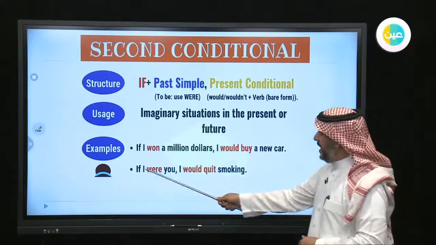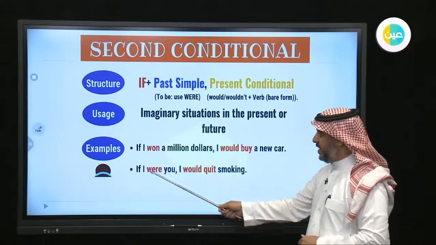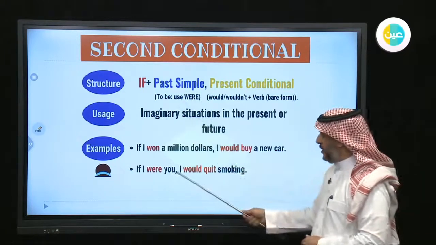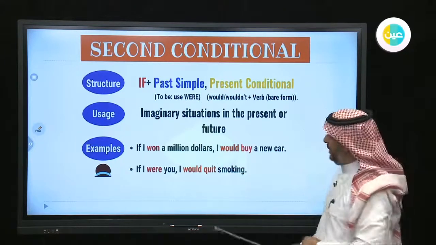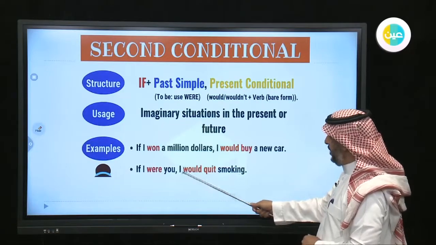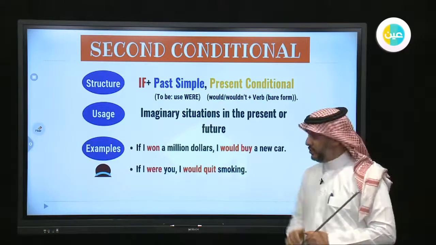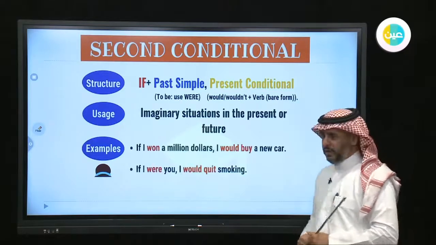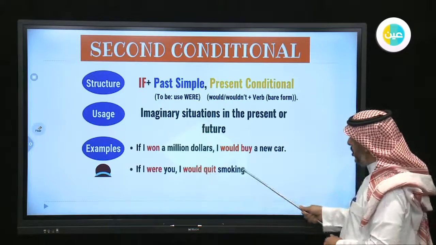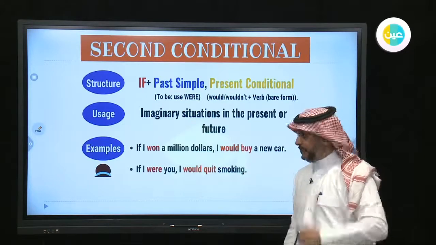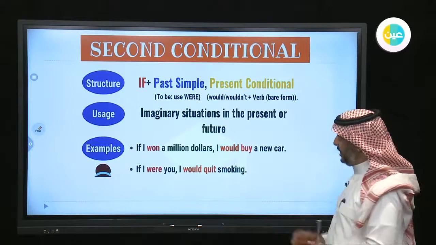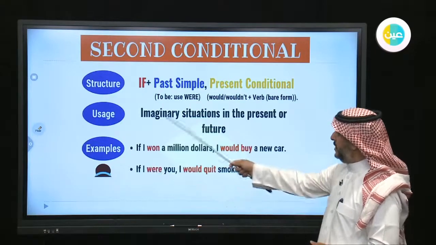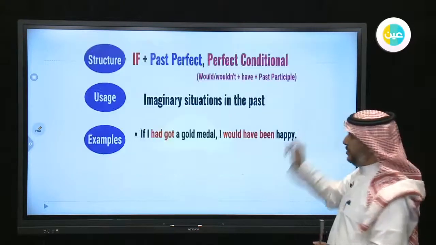Another example: if I were, remember, I didn't say if I was, because it is an imaginary situation. If I were you, لو أنا مكانك, comma, I would quit smoking. Stop smoking. I would quit smoking if I were you, without comma. Clear? We use were instead of was because it is an imaginary situation. This is about second conditional.